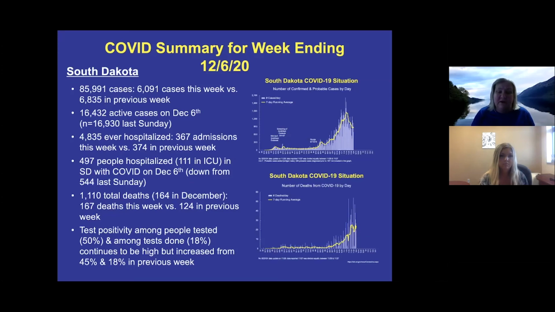And the test positivity is inching back up again. If you look at it as the percent of people that were tested, it's at 50%. If you look at it as the percent of tests done, it was at 18%.